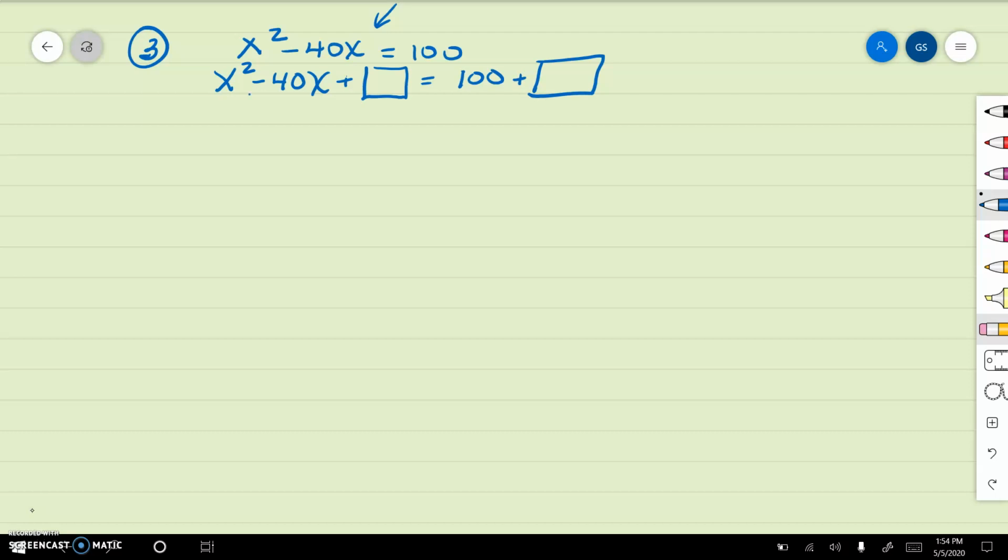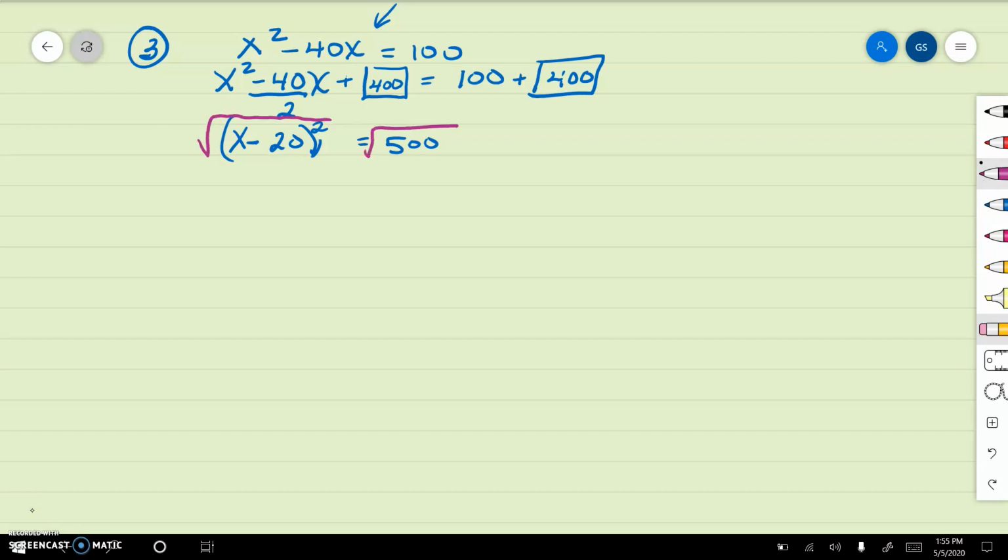Okay. I divide negative 40 by 2. I get negative 20. Negative 20 squared is 400. It's always going to be positive. So now I know that my factor is going to be x minus 20 times x minus 20. All right, so now what I did to one side, I have to do to the other. Oh, well, let's see. 100 plus 400 is 500. We take the square root of both sides.